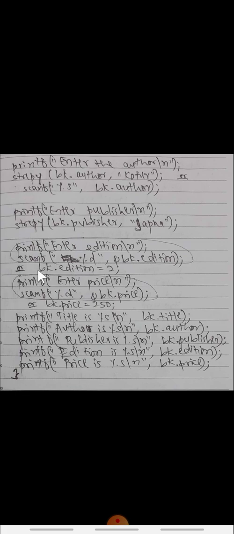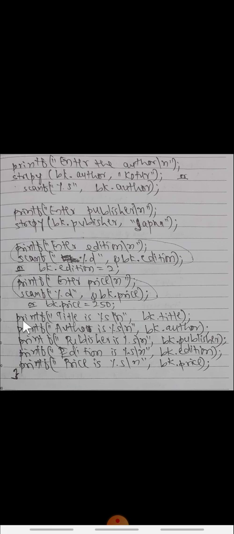Or else, directly by using an assignment statement with the assignment operator, we can give the value to this variable bk dot edition. How can we give it? Suppose the edition of the textbook, if you want to enter it as 2, you can write this statement like this: bk dot edition is equal to 2. This will be assigned to bk dot edition. Similarly, read one more value, that is enter the price: scanf percentage d ampersand bk dot price, or else directly assign 250 as the price to bk dot price.